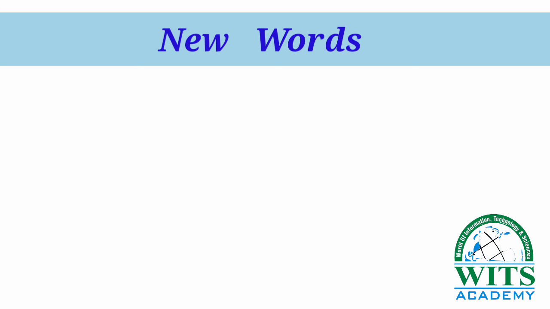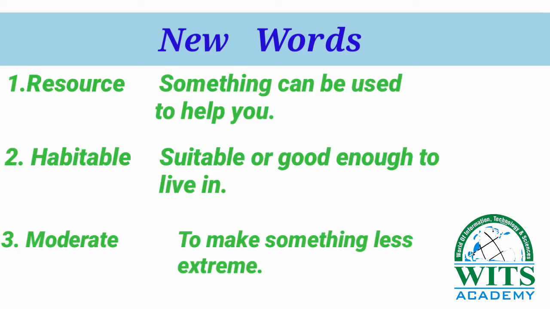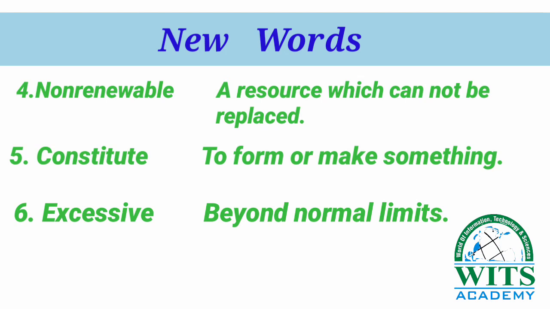Your word number 1 is resource, which means something that can be used to help you. Your word number 2 is habitable, which means suitable or good enough to live in. Students, your word number 3 is moderate, which means to make something less extreme. Word number 4, non-renewable, which means a resource which cannot be replaced. Word number 5 is constitute, and the meaning of constitute is to form or make something.